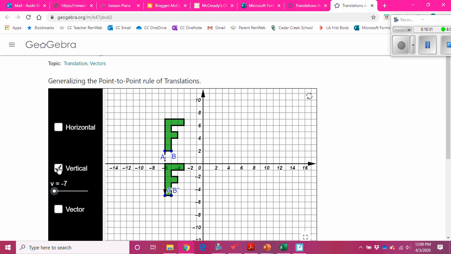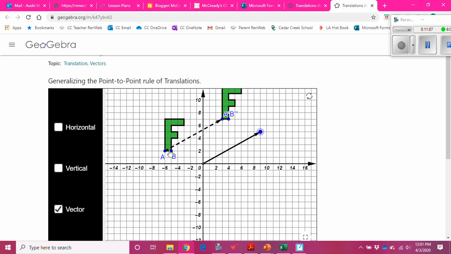Okay, so let's talk about how you would use a vector. So here's our image, our pre-image rather, and here's our vector right here. I can change this and it's going to move our original image however I change it. So let's look at this vector right here. The horizontal component is 1, 2, 3, 4, 5, 6, 7, 8, 9, and that's going to be positive because it's going to the right. And then it goes up 1, 2, 3, 4, 5.